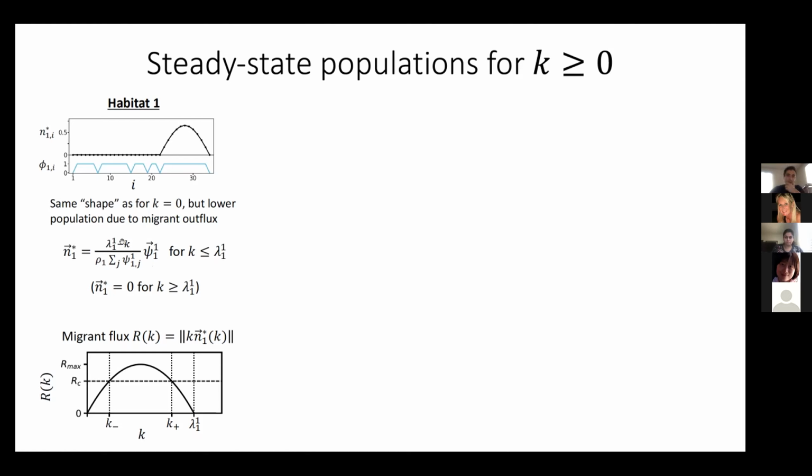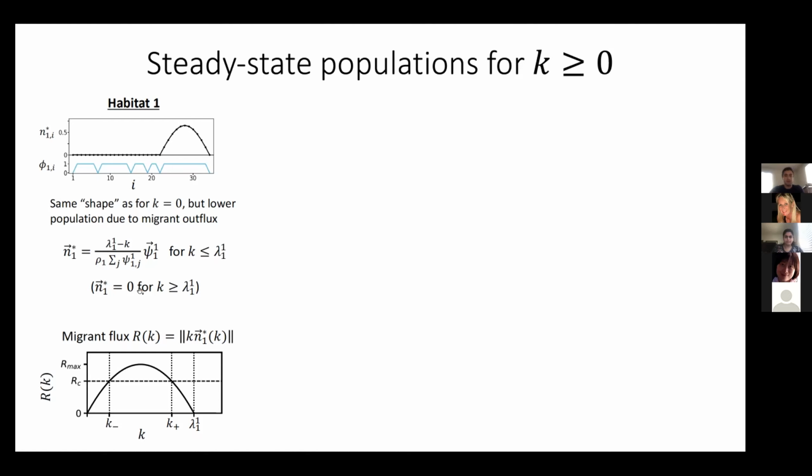You can see if you make k big enough, like if you make k all the way up to lambda 1, then the whole thing is just 0 because these cancel. That means if you make the migration rate big enough, the habitat just becomes empty. And if you make k even larger, it just remains empty. So there's some maximum migration rate at which the habitat can actually support any population.